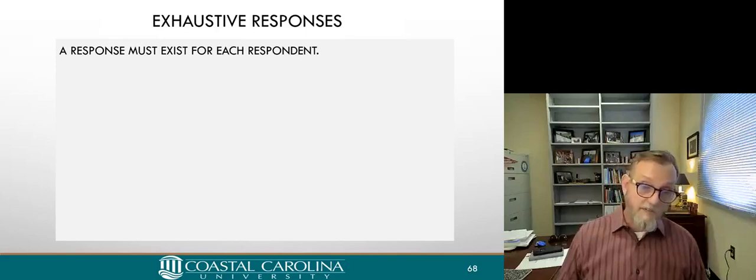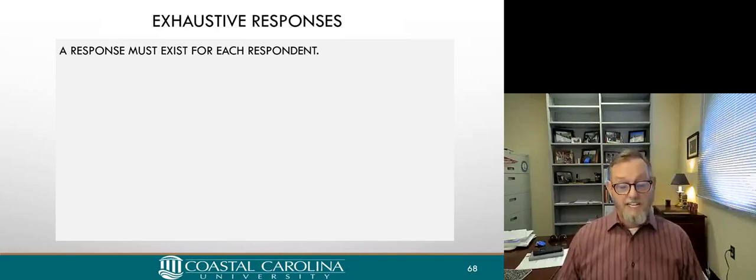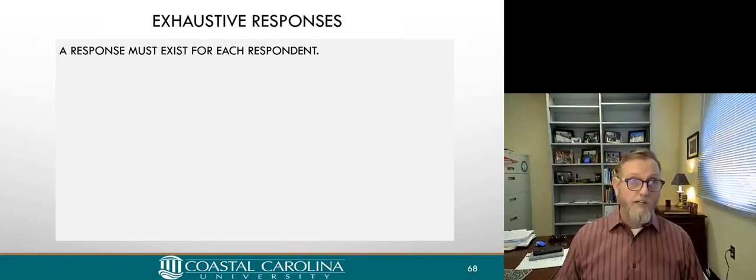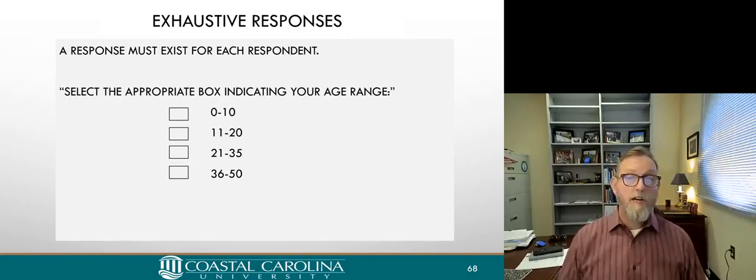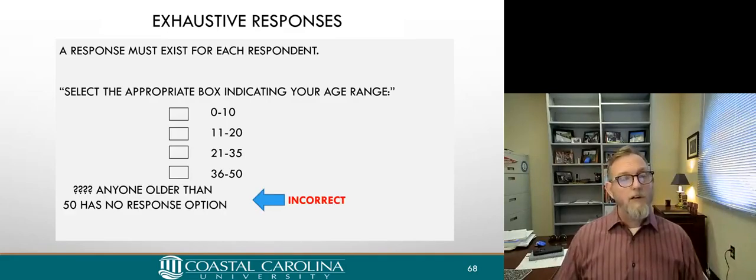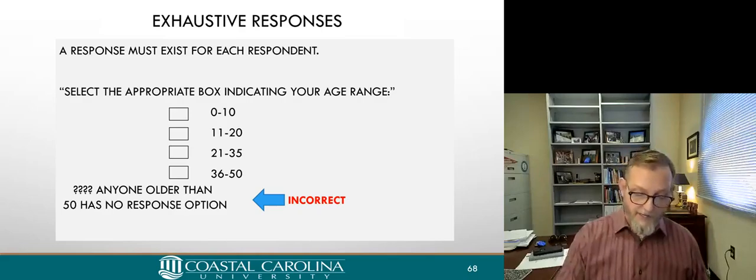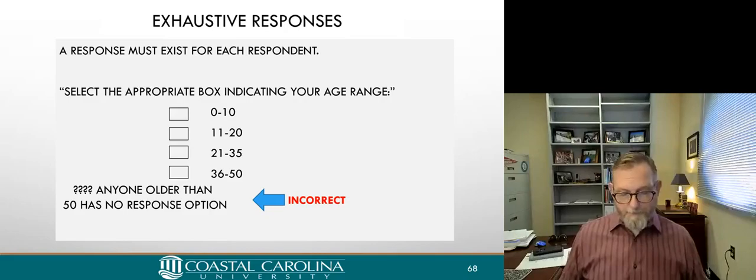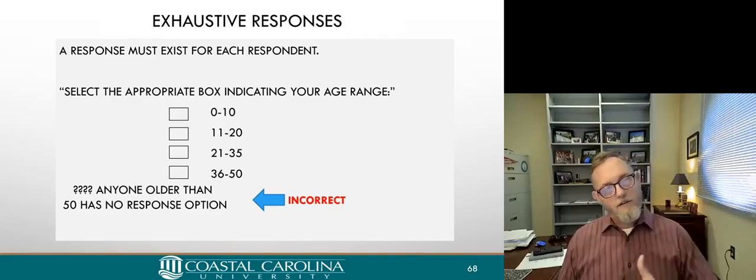Exclusivity and exhaustive responses. So exhaustive responses means that there's an answer for every respondent. Okay. Select the appropriate box indicating your age range: 0 to 10, 11 to 20, 21 to 35, 36 to 50. But what if you're over 50? Well, what do you do? Where do you check? So in other words, all the options are not exhaustive. This is not an exhaustive list of responses that could be used for respondents to focus on and understand.